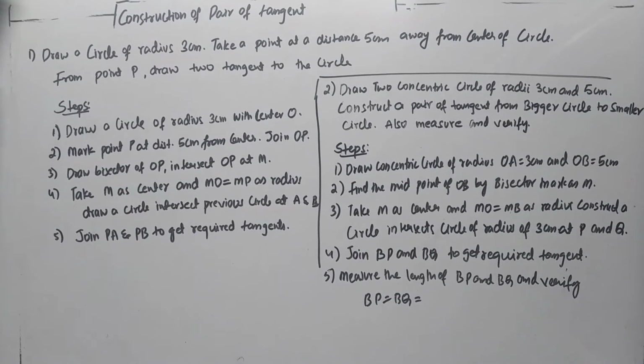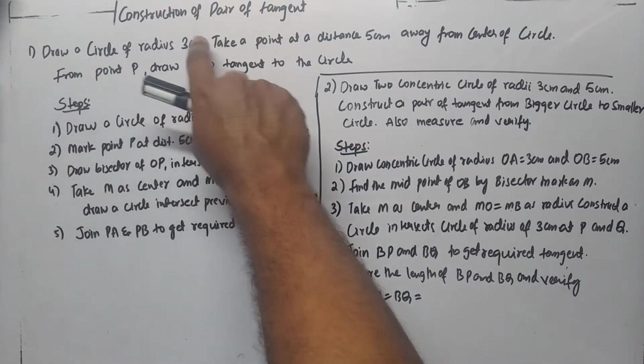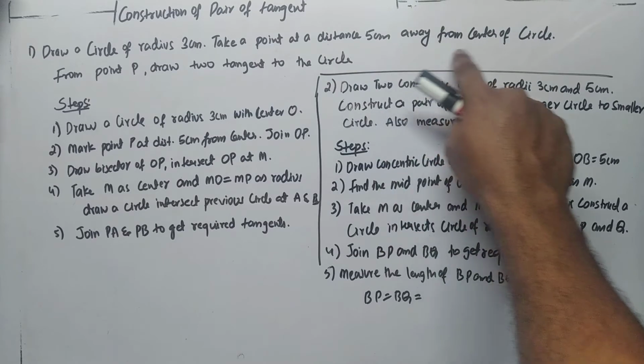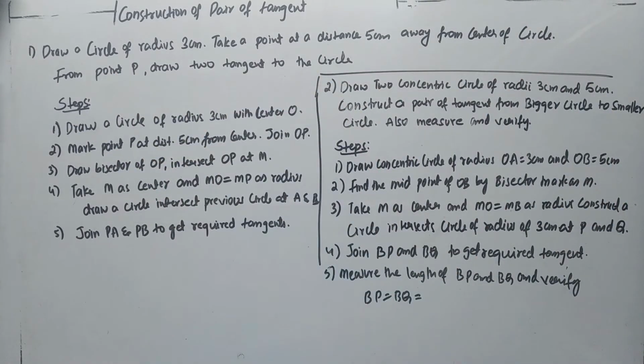Here I have taken a question. Draw a circle of radius 3 centimeter. Take a point at a distance of 5 centimeter away from the center, and from that point draw the pair of tangents. I have also written the steps for the construction. We will start.